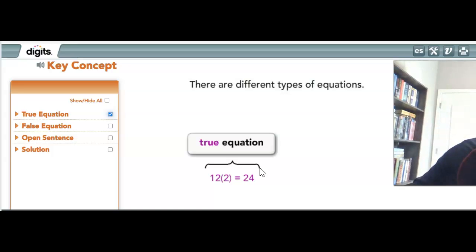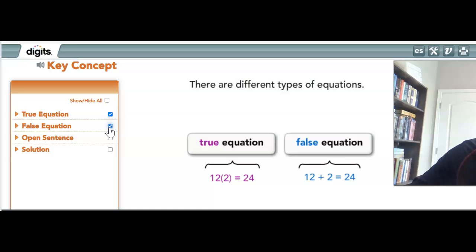The next one is a false equation. Does anyone think they know what it is? All right, here's an example. A false equation would be, on the left side of the equation, you have 12 plus 2 equals, on the right side of the equal sign, we have 24. Do these two equal each other? Well, 12 plus 2 is 14. That is not equal to 24. So that equation is false.